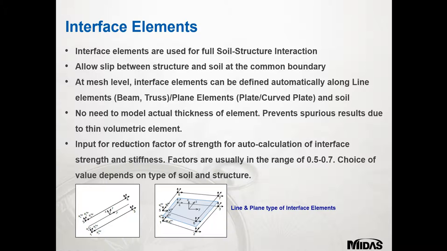So there's no need to model actual thickness of elements, which prevents the spurious results due to thin volumetric elements. The input for reduction factors of strength for auto calculation of the interface, where the strength and the stiffness are a factor, where the factors are usually in the range of 0.5 to 0.7. The choice of value depends on the type of soil and the structure that is being modelled. So for the interaction between say a clay and concrete and a clay and steel are going to be different. And as you can see, this is from the line and the plane type of interface element in the diagrams at the bottom there.